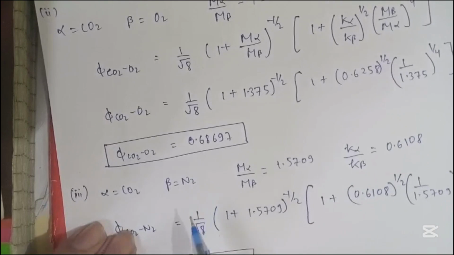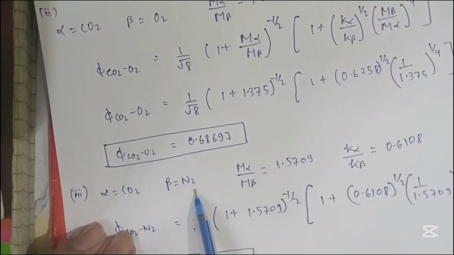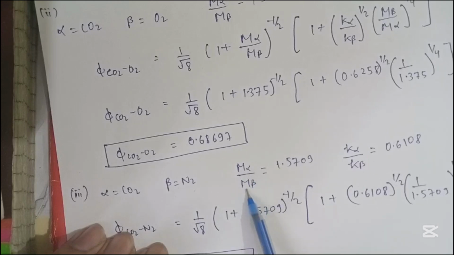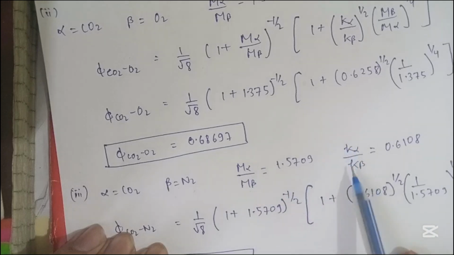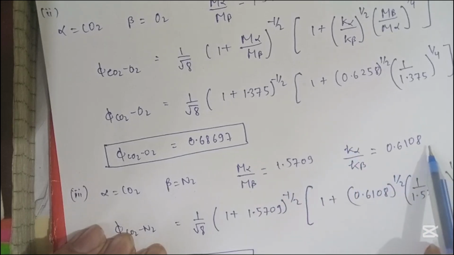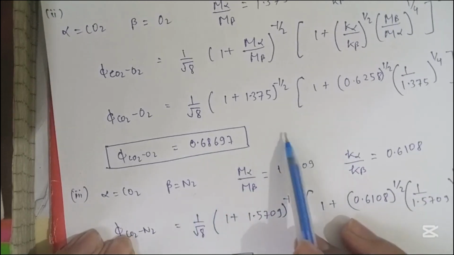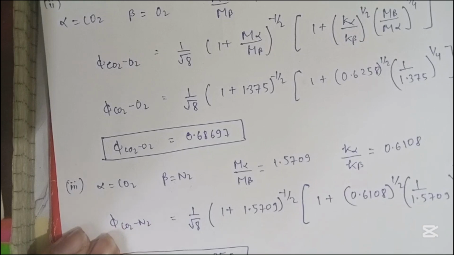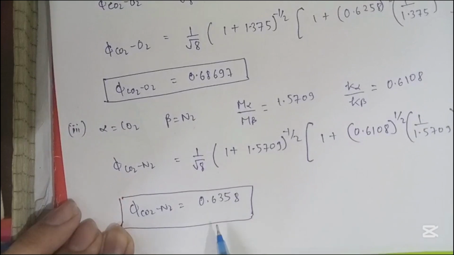Again, now we will take beta as N2, and m beta upon m alpha equal to 1.5709, k alpha upon k beta equal to 1.6108. Again, substituting all values in the formula, we will get phi CO2 N2 equal to 0.6358.